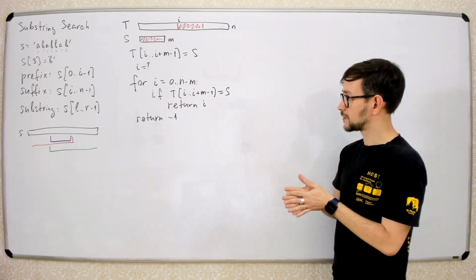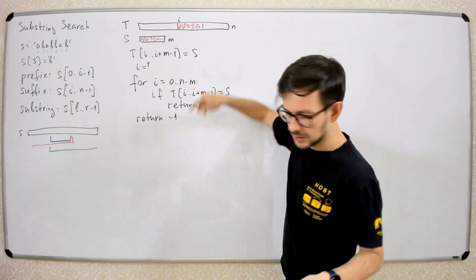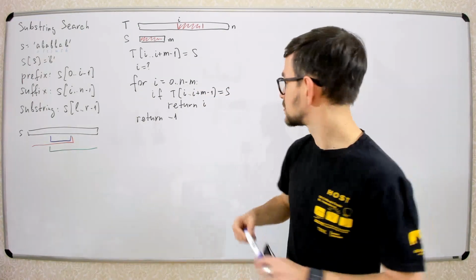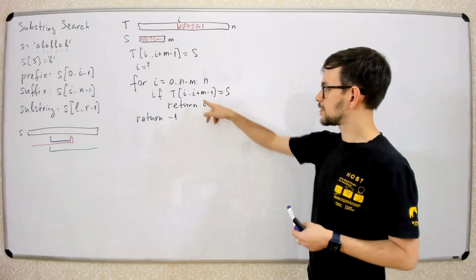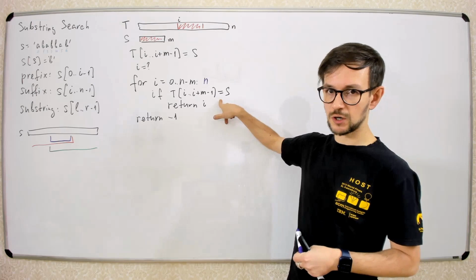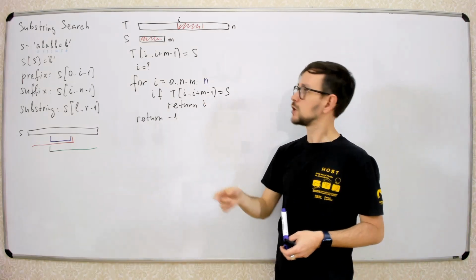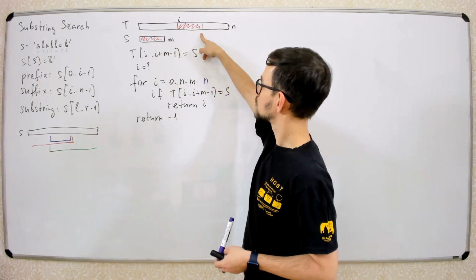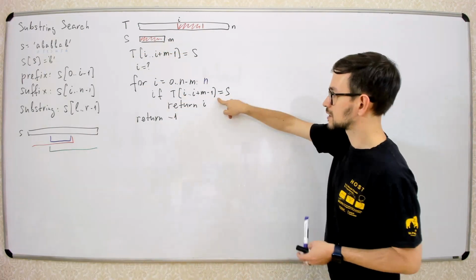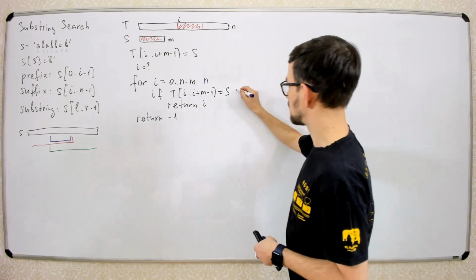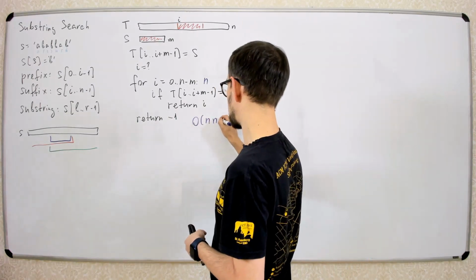Let's talk about the time complexity of this algorithm. Basically this loop makes up to n iterations. But this comparison of two strings actually is not in constant time. To compare two strings, you need to iterate over all positions, and for each position you need to compare two characters. So this comparison of those strings actually works in m time. So the total time complexity will be n multiplied by m.